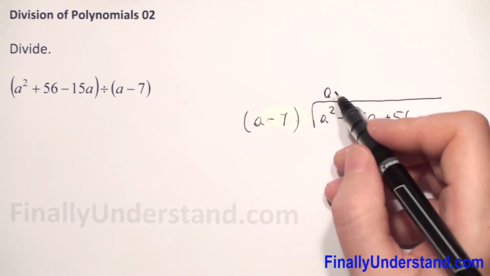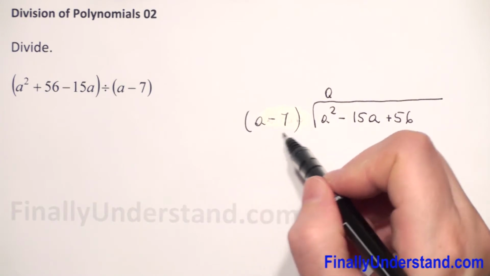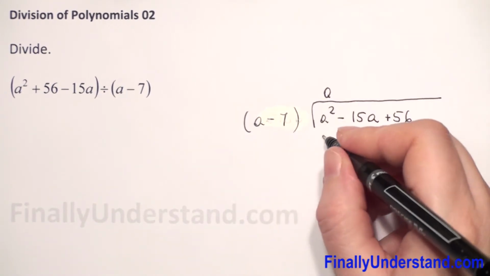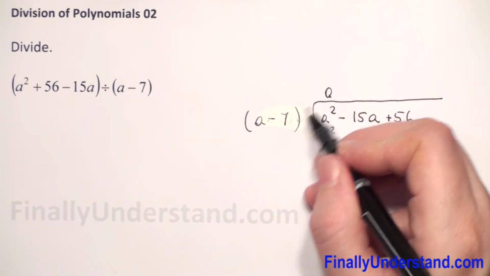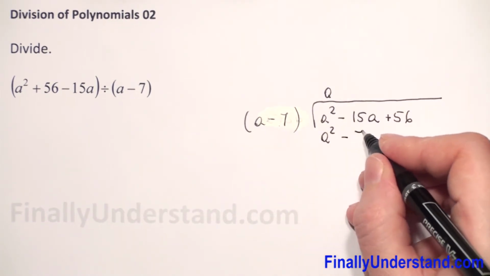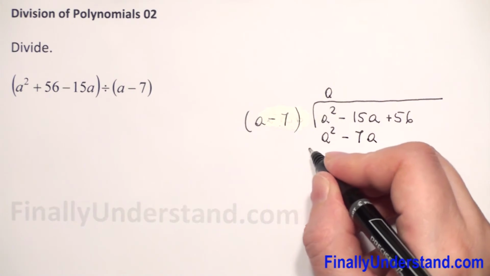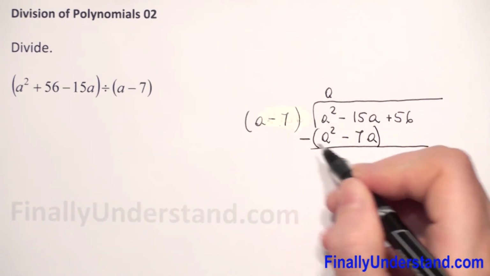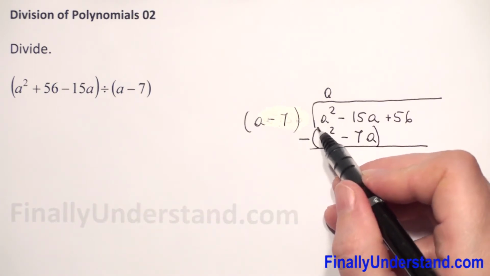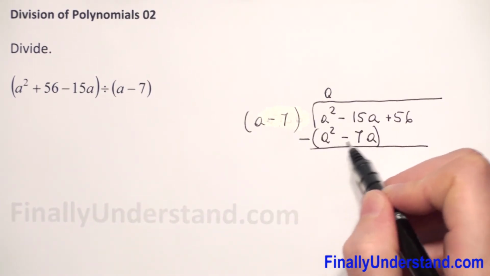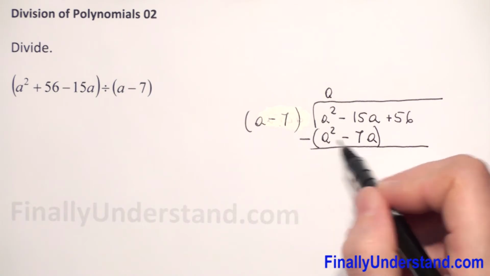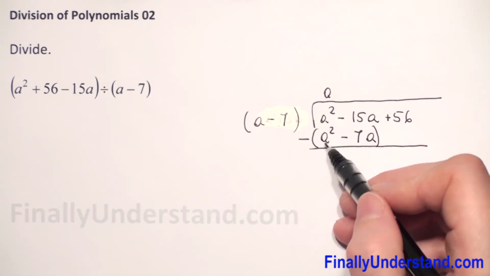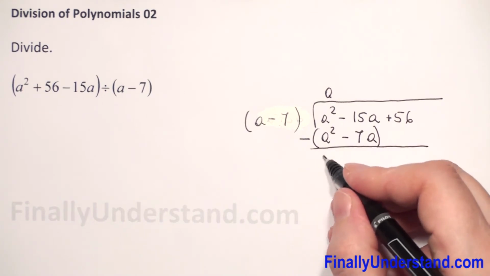So now we have to multiply every term in the parentheses by what we got here. So a times a is a squared. A times negative 7 is negative 7a. Now we have to underline and do subtraction. Because we have to do subtraction on all this term which we got, we have to write this in parentheses. So now we have a squared minus a squared is 0. We don't have to write it.